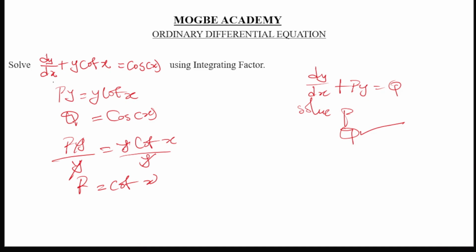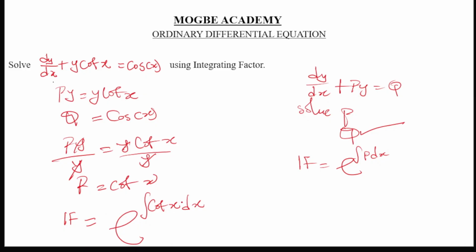Apply your IF statement. And what's our first IF statement? Our first IF statement is basically IF is equal to exponential integral of P dx. Now, we already know what's P, right? So we impute P into this equation. If we impute P into this equation, we'll simply have IF to be equal to exponential integral of what? What's now our P? Our P is now cot x. So this will be cot x dx. Are we together?